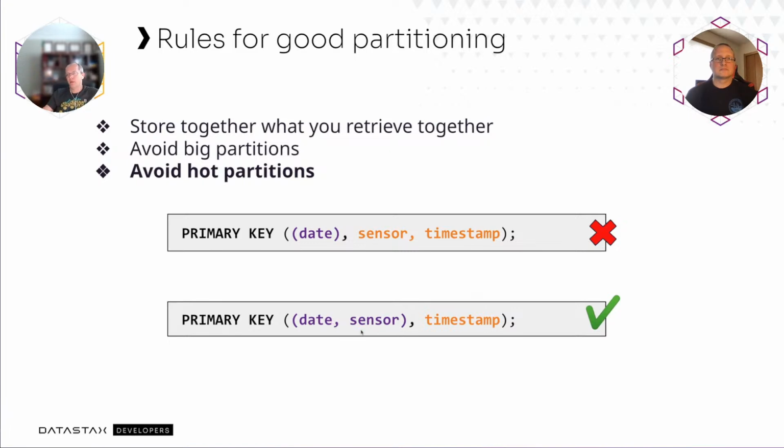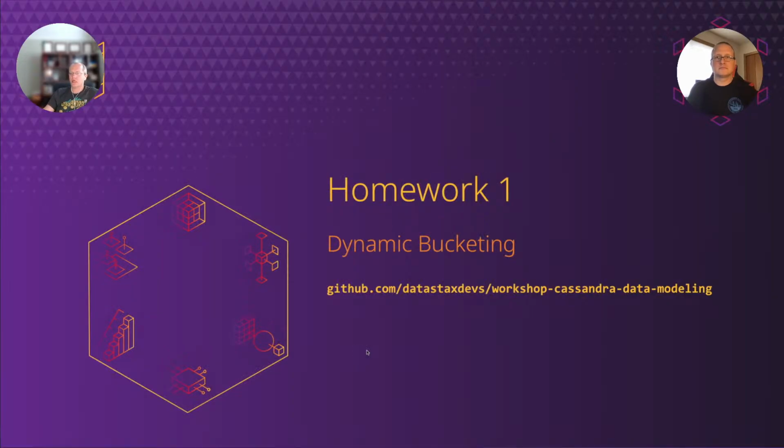So much better is this definition where date and sensor will be the partition key. In this case, whether it's date or sensor, it doesn't matter. You can switch the ordering in the partition key. Not so much in the clustering key. If you have 2 columns in the clustering key, switching their order will also change how you can query your table and how the data will be ordered within the partition. So switching order within the partition key is fine, but not within the clustering key. Okay.